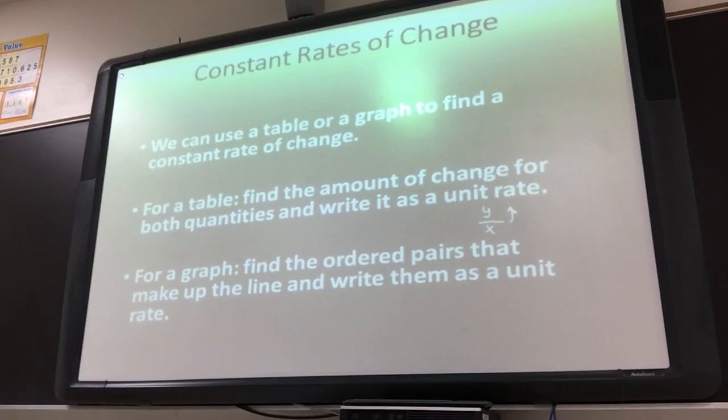So a big thing to remember, like we talked about yesterday, is figuring out what is y and what is x. Remember, x is the one that we can change. X is the independent variable, like hours or amount, like pounds or something like that. So we'll write it as like money over hours, or whatever it's going to be.